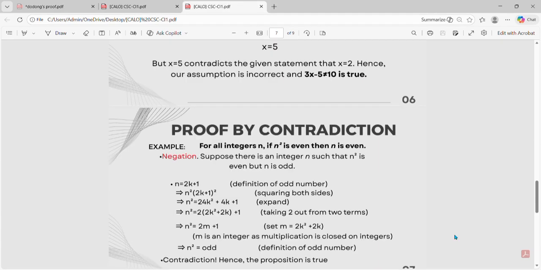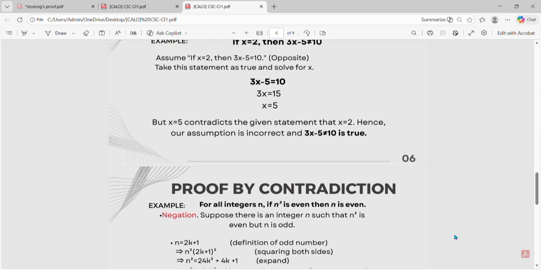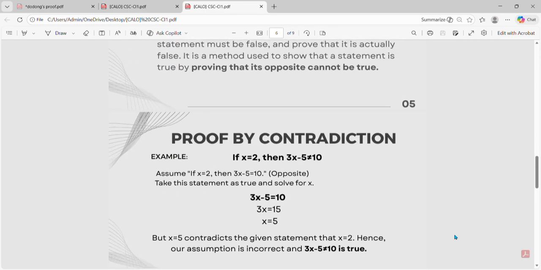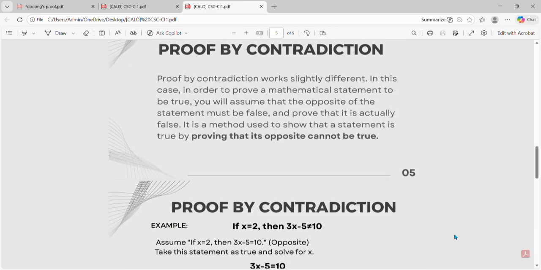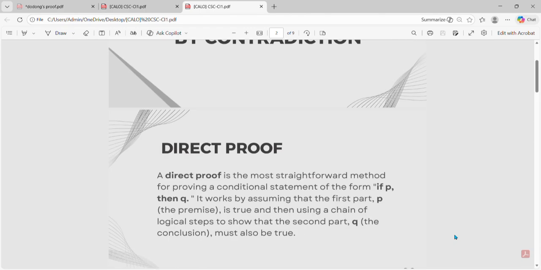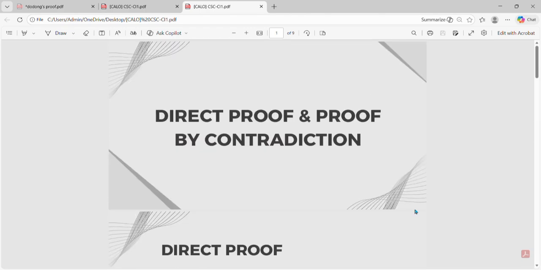Now, these proof methods are commonly used in computer science, in logic and algorithm design, to correct and eliminate impossible cases. And to sum up, direct proof follows a straight path from assumption to result, while proof by contradiction proves a statement by showing that the opposite cannot be true. That's it. Thank you.